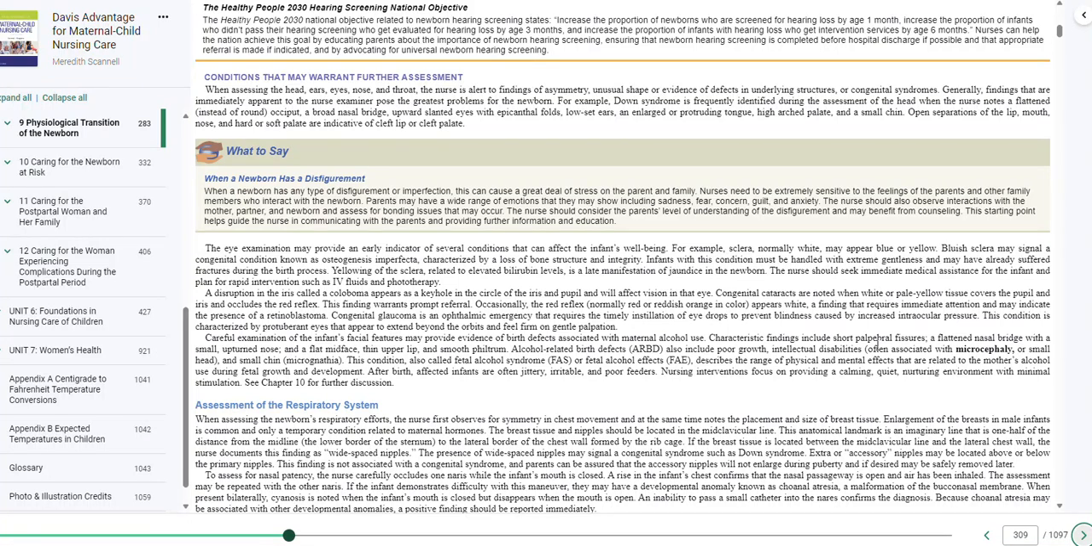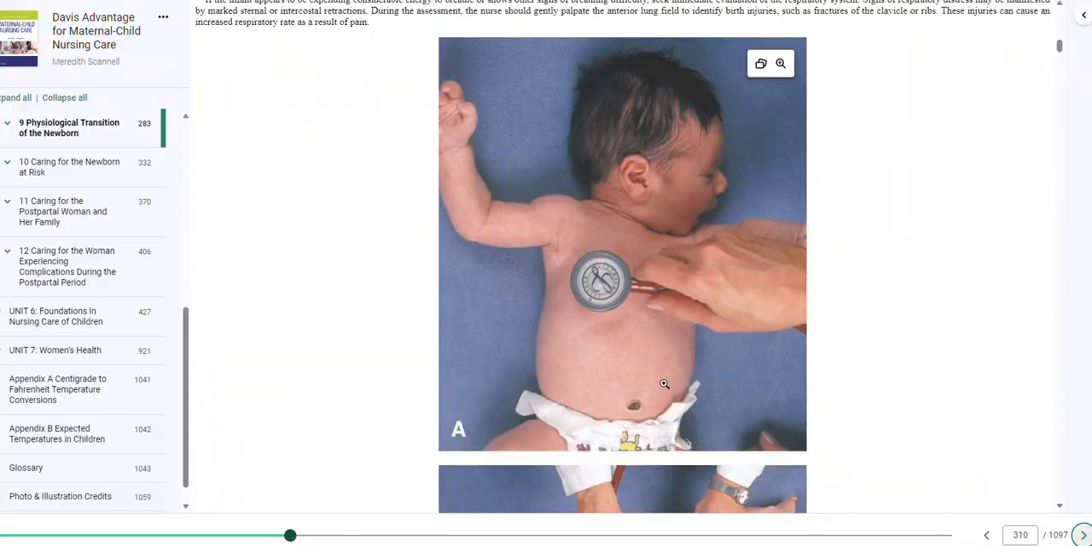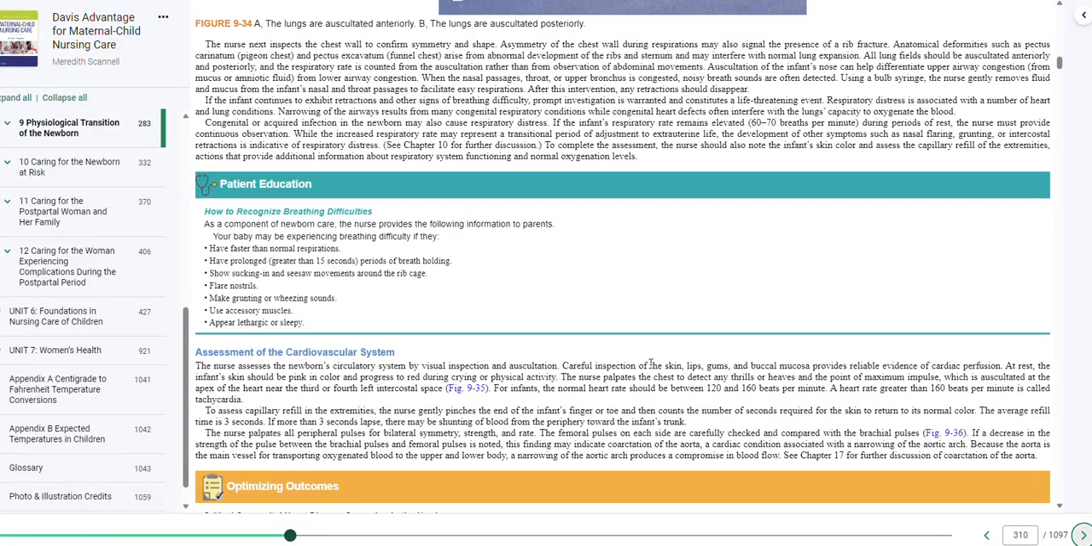On page 311, this is discussing the cardiovascular system, some of the respiratory system. If you'll look at this box where it says patient education, this is a wink and a lollipop. So how to recognize breathing difficulties. Flare nostrils. You can write nasal flaring out beside that, just a different term, but means the same thing. And this is on page 311.